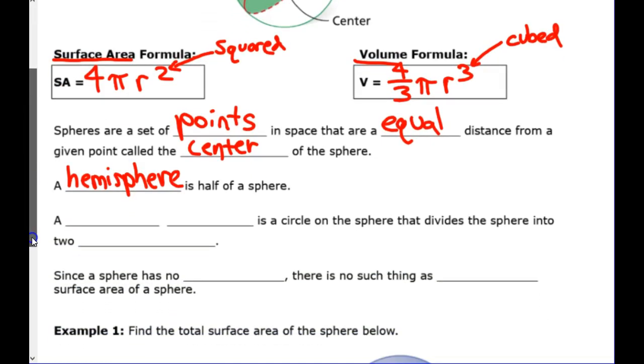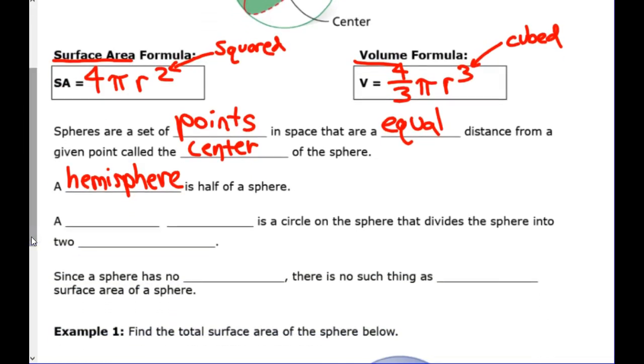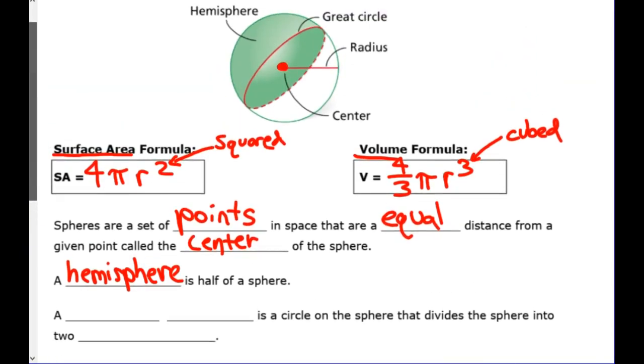Now, a great circle is a circle on the sphere that divides the sphere into 2 hemispheres. So, check it out. Does everyone see this thing right here? It's dividing it. It's called a great circle, okay? Great circles are called great because they are exactly halfway. They cut a sphere in half, okay? Now, you could slice it and it not be completely in half, but if it slices it in half, that would be a great circle.